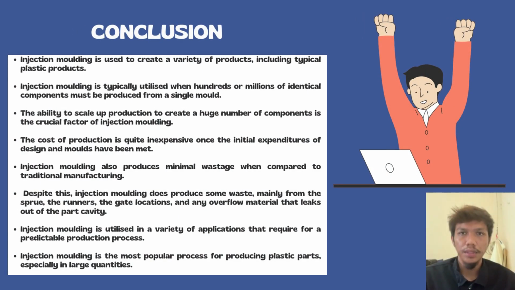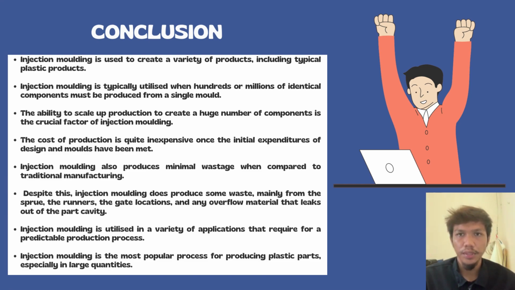For the conclusion, injection molding is used to create a variety of products, including typical plastic products such as bottle caps, as well as remote control casings, syringes, and other items. Larger products, such as automotive body panels, are also routinely made with it. Injection molding is typically utilized when hundreds or millions of identical components must be produced from a single mold. The ability to scale up production to create a huge number of components is a crucial factor of injection molding.